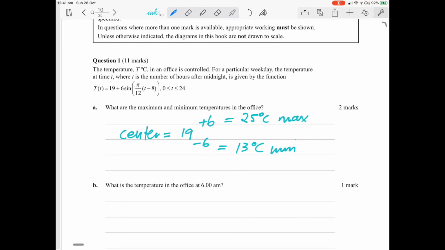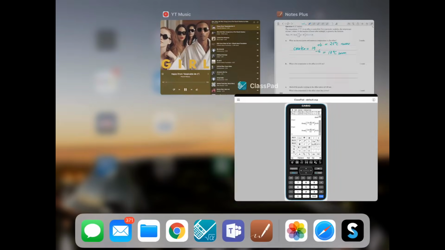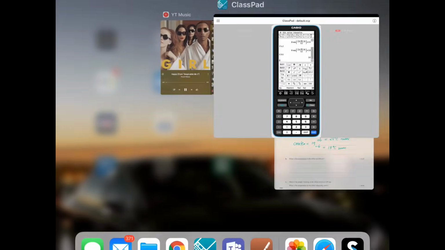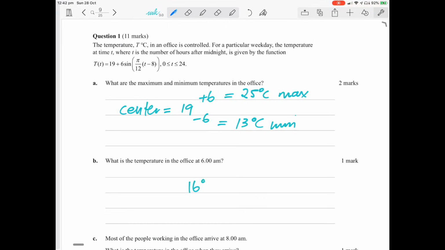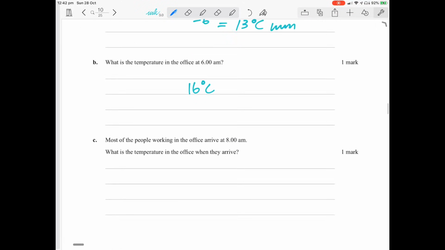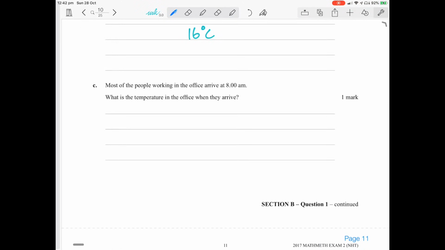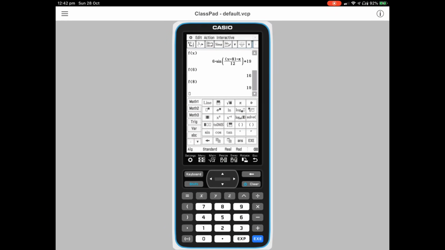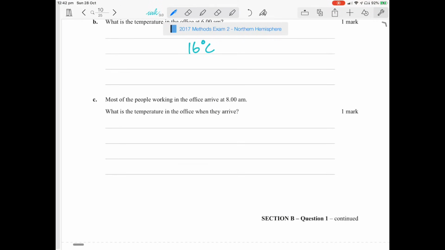What is the temperature in the office at 6 a.m.? No working needed. F of 6, make sure your calculator's in radians. 16 degrees Celsius. Most of the people working in the office arrive at 8 a.m. What's the temperature when they arrive? That's a hard one with a CAS. It's 19 degrees when they arrive.